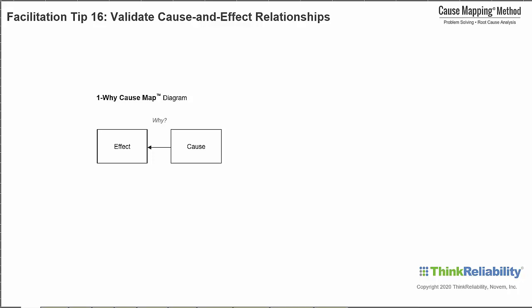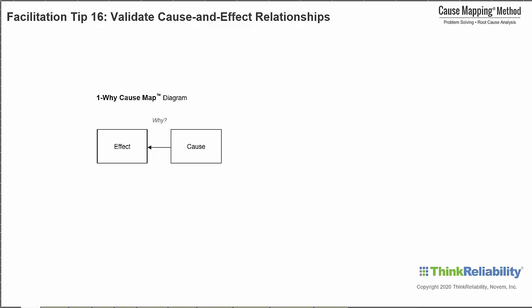Today I want to present facilitation tip number 16, and that's to validate your cause and effect relationships after you've placed a cause on your cause map, or even at the end when you're trying to finalize the documentation. I want you to validate those cause and effect relationships to make sure that it reads accurately. Validating these cause and effect relationships can be done in a variety of ways.